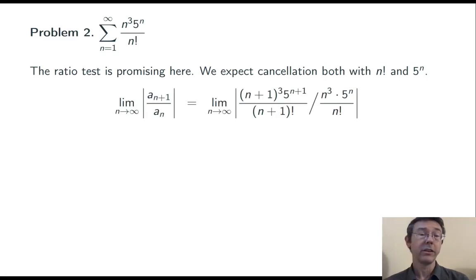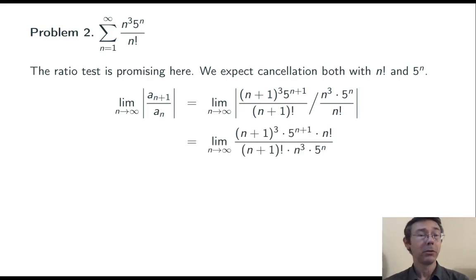Let's actually go through the details. So the ratio test says to take the limit as n goes to infinity of the absolute value of adjacent terms, a_(n+1) over a_n. So I start by plugging n plus 1 into the formula, and then divide by the formula with just a_n. I'm going to do that division by multiplying by a reciprocal, and then I'm going to start canceling stuff.